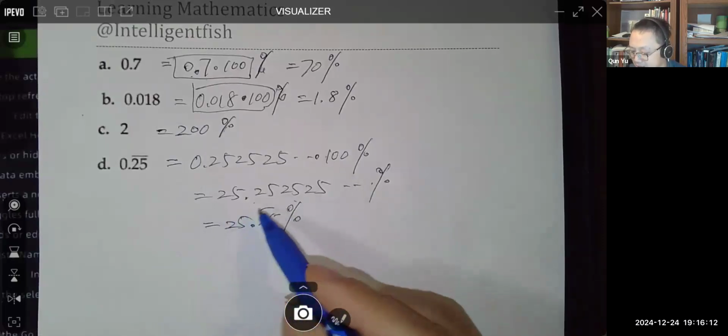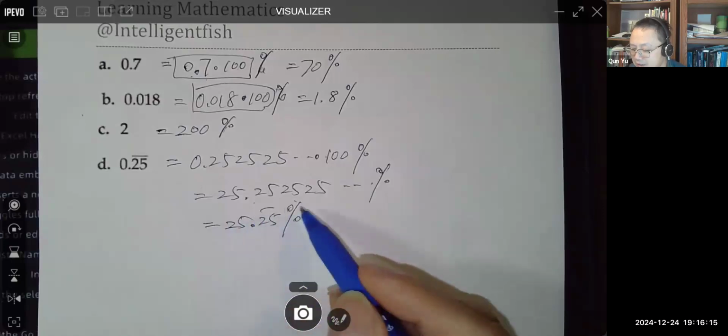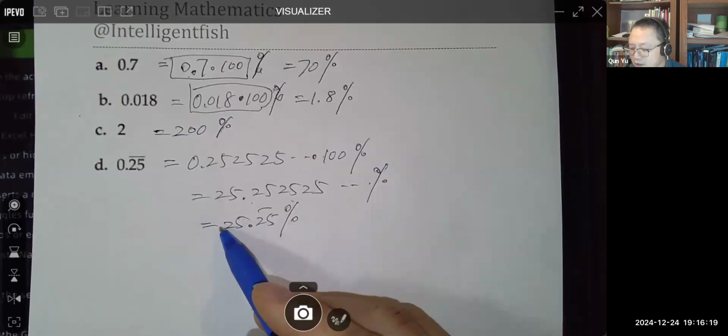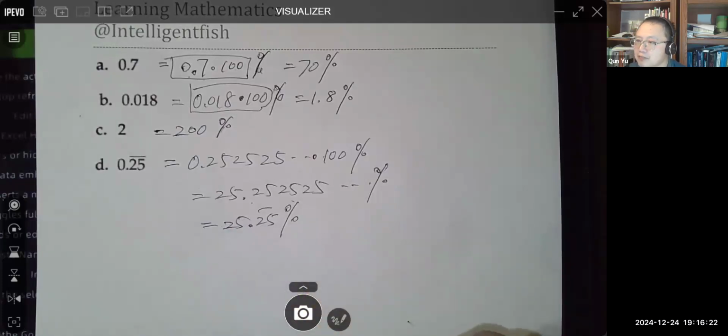Make sure you don't put a bar on top of the whole number part because the whole number part cannot repeat itself. If you repeat the whole number part, this is way bigger than the original number. You got 25, 25 in the whole number part. That's way, way bigger than 100%.